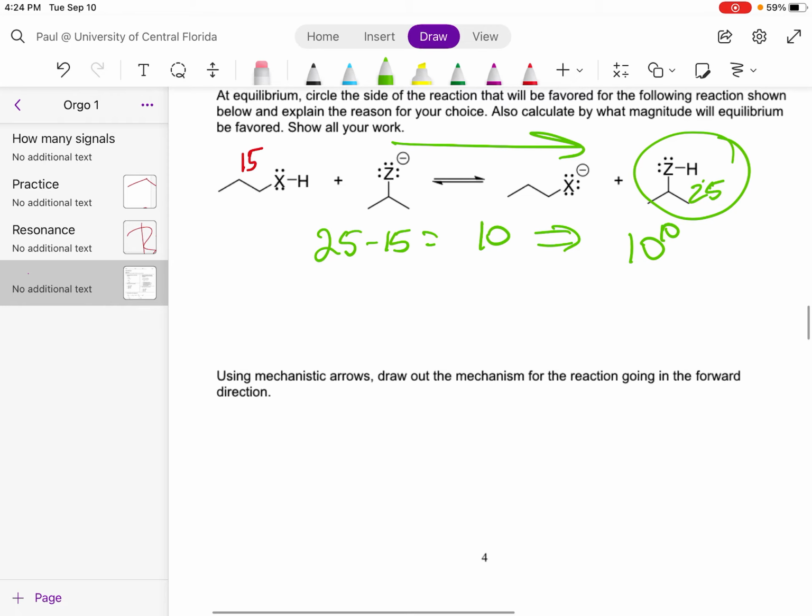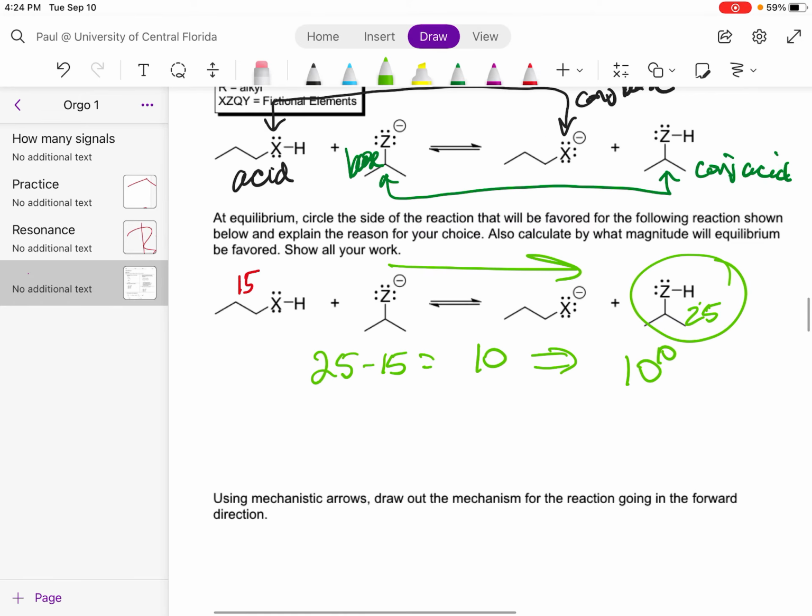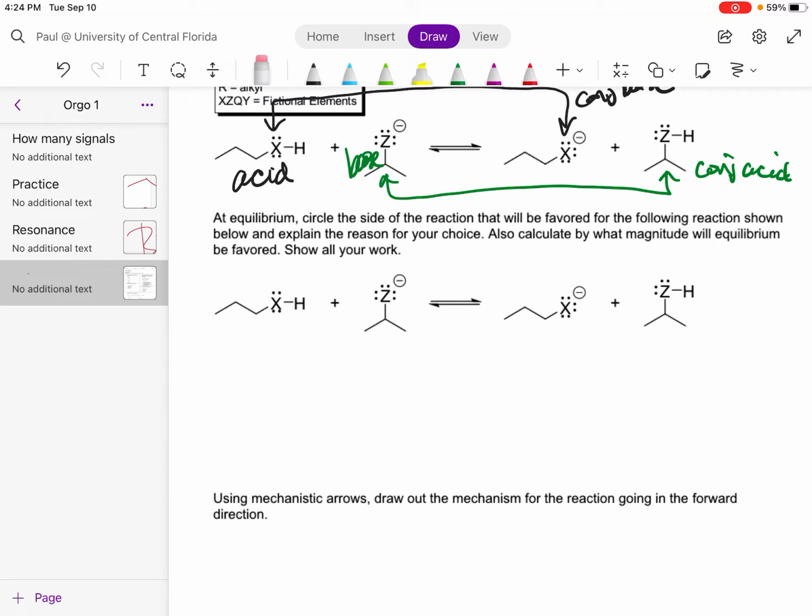Using mechanism arrows, draw out the mechanism for the reaction going in the forward direction. So we can do that using this. Let's clean this up a little bit. Mechanistically, how's that going to work? Well, we'll take those lone pairs, grab that proton, break the X-hydrogen bond, sticking the electrons on the X, and there it is.